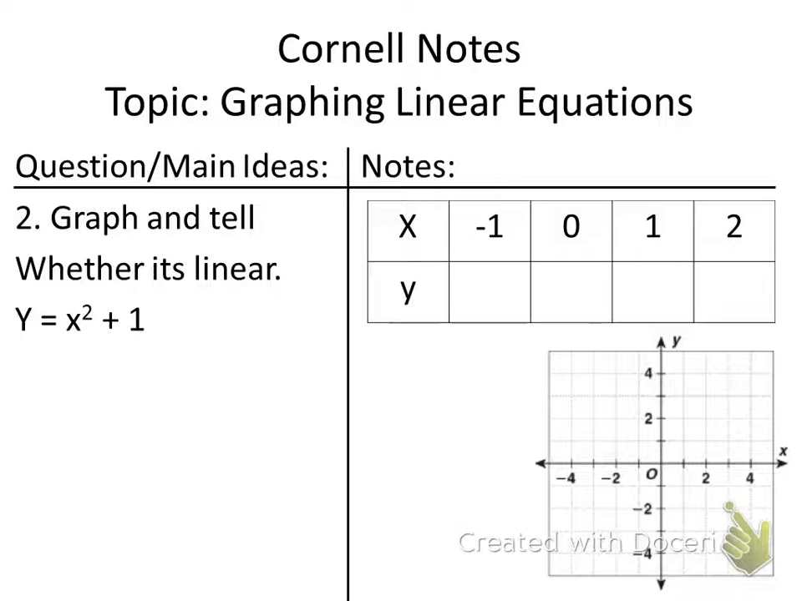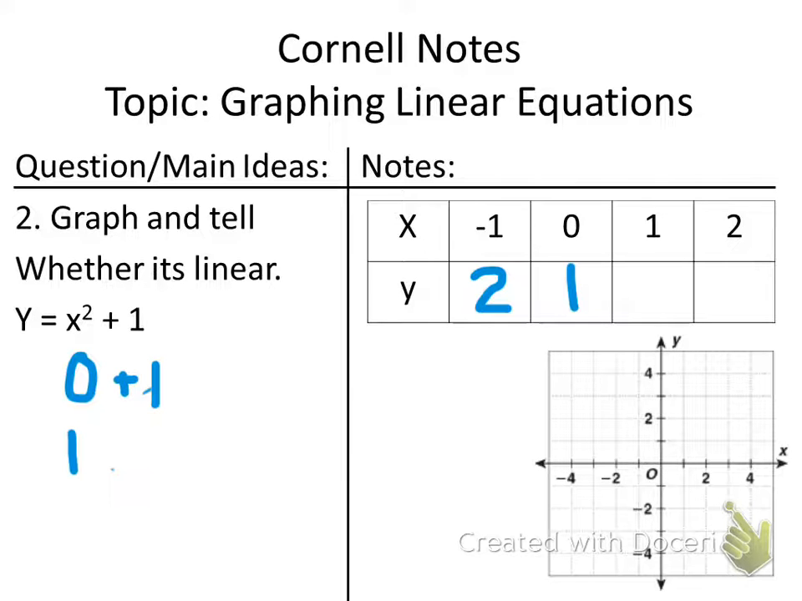Graph and tell whether it's linear. Well, looking at my equation, I have x squared plus 1. And I know that when I square something, that means I multiply it by itself. So I'm going to do negative 1 times negative 1, which is positive 1. 1 plus 1 is 2. So my first answer is 2. My next input is 0. 0 times 0 is 0. 0 plus 1 is 1.